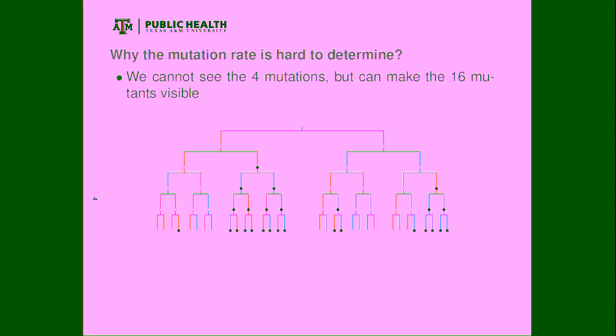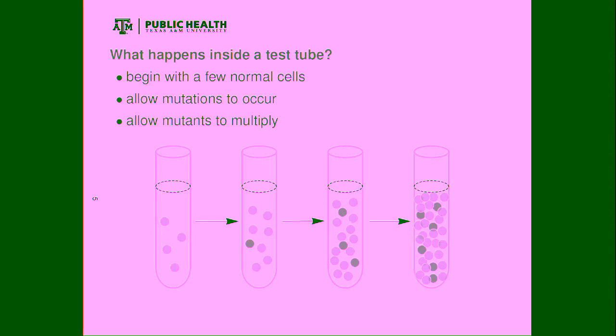So this is the probability for mutation to occur, which I call the mutation rate. Here is a diagram. In this slide, I have a typo, I'm sorry. We see 5 mutations, but as a result of these 5 mutations, we have 16 mutants. The problem is this: you cannot see mutations, you cannot see mutants, but we can make mutants visible.